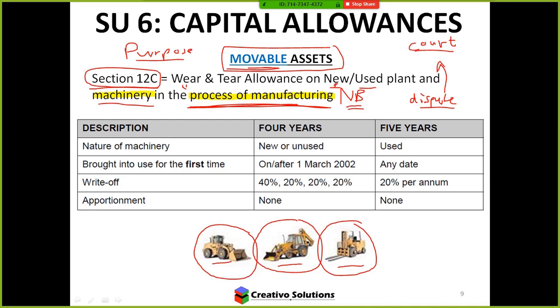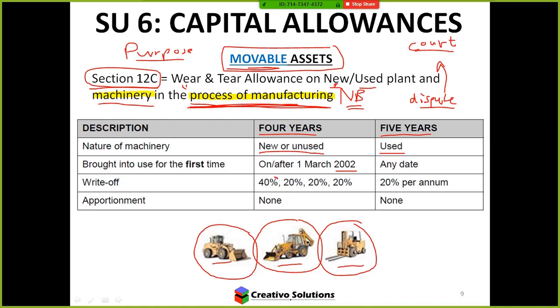movable assets, process of manufacturing. I have two options, 4 years or 5 years. 4 years is applied for new or unused, 5 years is applied for used. I also need to look at the date: brought into use for the first time, meaning after 2002. And 5 years for any date, it doesn't matter.